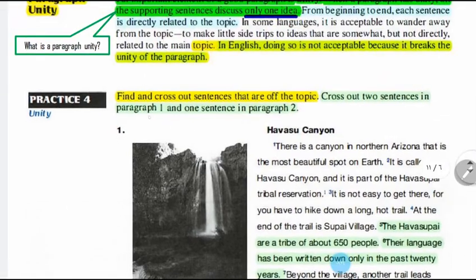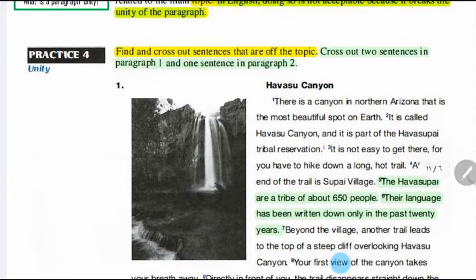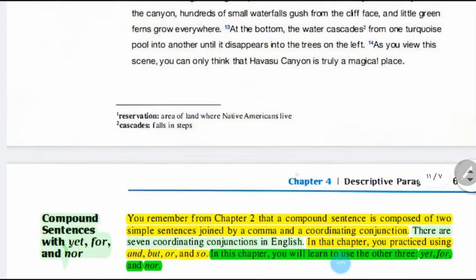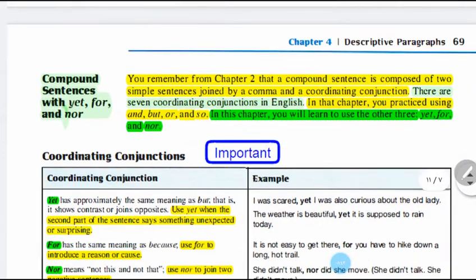Here, for example, find and cross out sentences that are off the topic, which are beyond or far from the topic. So I have crossed these two sentences which are out of order, or they are not closely related to the main topic. Okay, compound sentences.